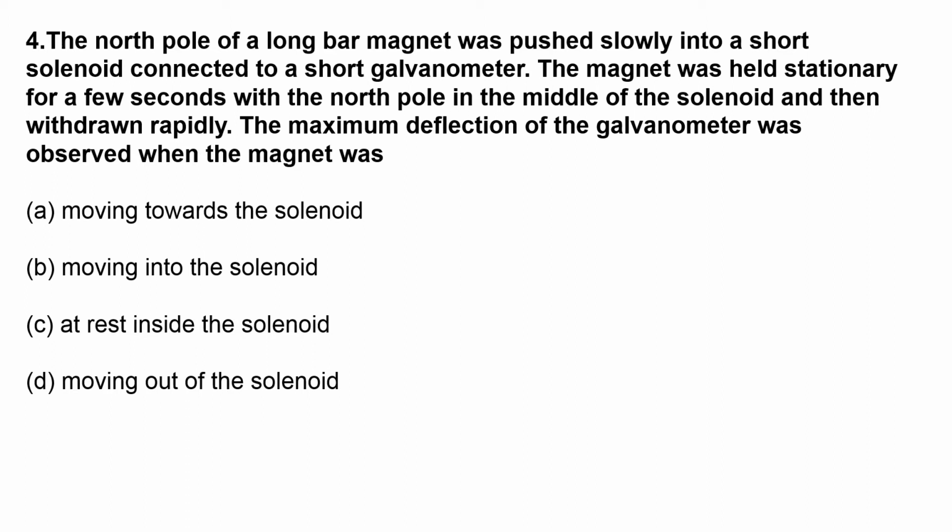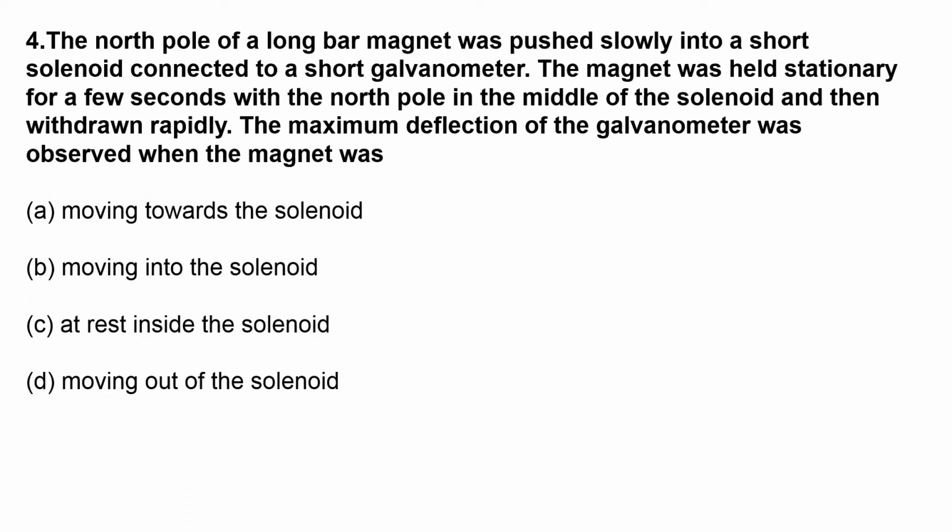Here the bar magnet is moving into the solenoid very slowly at first. Later that magnet was held stationary for a few seconds inside the solenoid. Then the magnet was withdrawn rapidly. The maximum deflection of the galvanometer was observed when the magnet was... Out of these options, you can first eliminate option C, that is, at rest inside the solenoid.